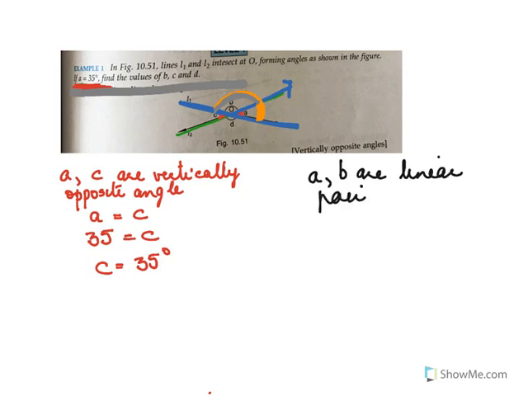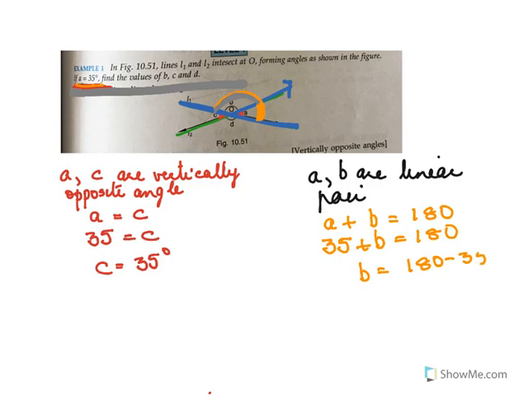So if they're linear pairs, I can say A plus B equals 180. Now we know angle A is 35. It is given to us that angle A is 35, plus B equals 180. So B will be 180 minus 35, and B will be 145.